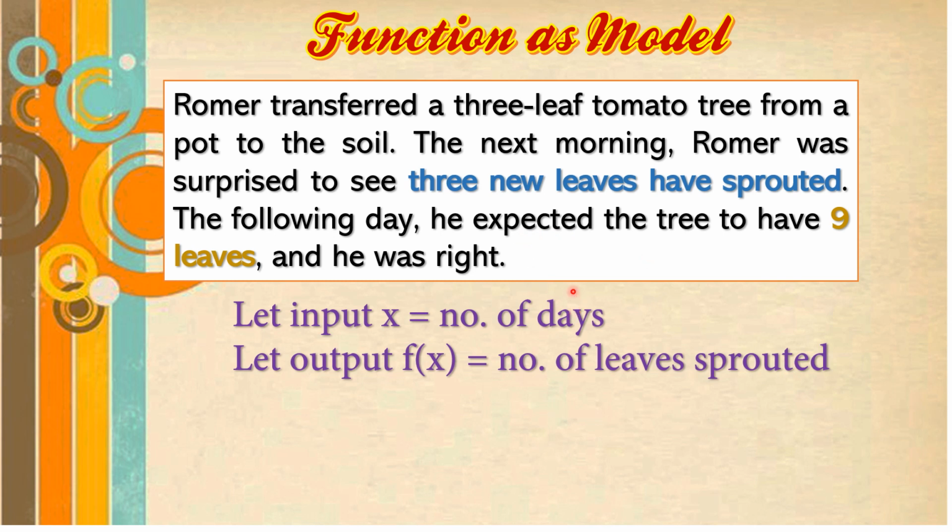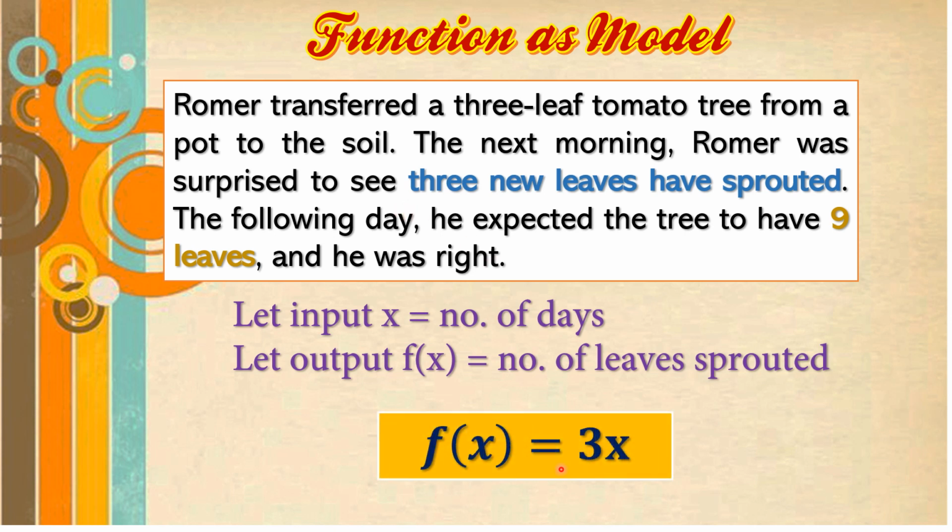Okay? So with this problem, the function model would be f of x is equal to 3x. Sir, why 3x? As you can observe, guys, in the problem, every morning, the tree added 3 leaves per day. So we have here the pattern plus 3 and plus 3 every day. So we have here 3 times the input, which is x. We have to multiply that, so that we have here 3x. So this is now the function model.